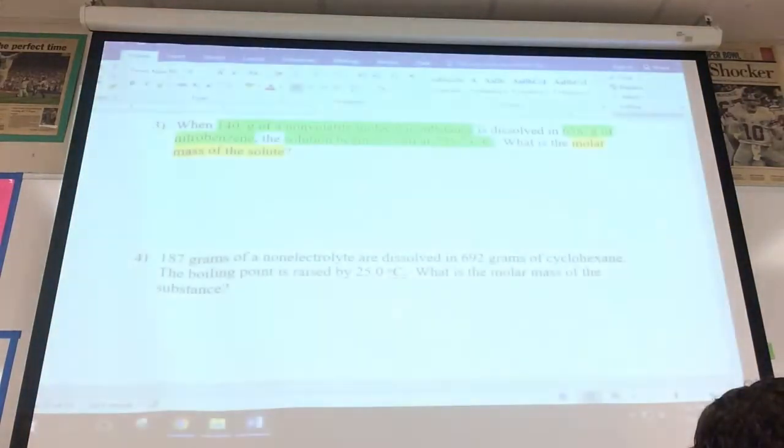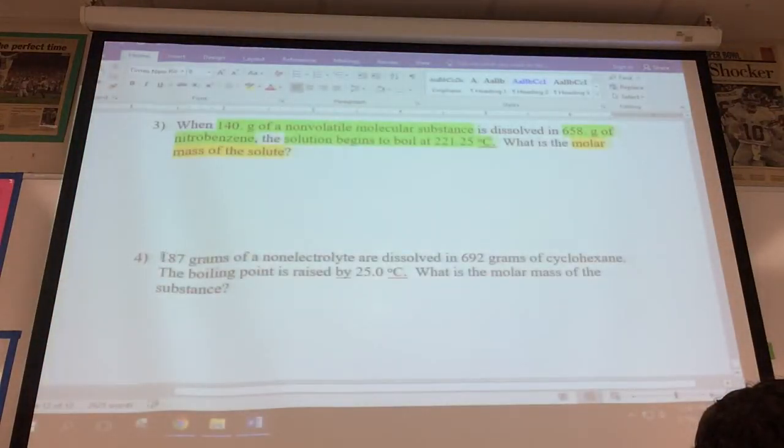In number 4, you have 187 grams of a non-electrolyte. Solute or solvent? That's the mass of the solute. It's dissolved in 692 grams of cyclohexane. That is the mass of the solvent.